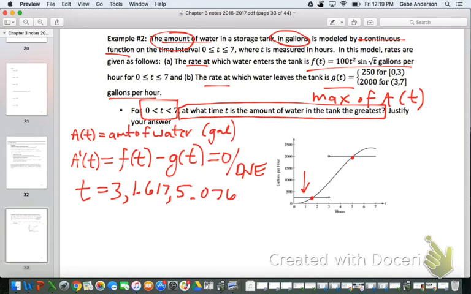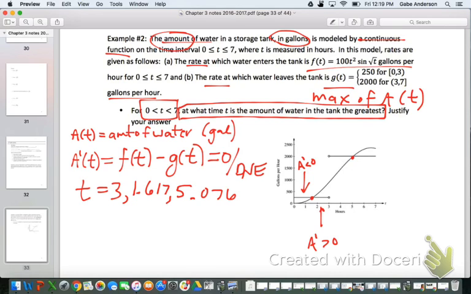Okay, so that's negative. So right here on this interval, a prime is negative. So this is not looking good for our first critical number, is it? We're trying to find a maximum. Not looking good at all, because if we look at this interval right here from 1.617 to 3, isn't f of t bigger than g of t? So therefore, f of t minus g of t would be positive. So right there at that first critical number, a prime goes from negative to positive.